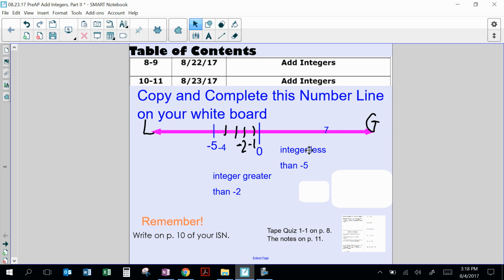Name an integer less than -5. I'll say -8.